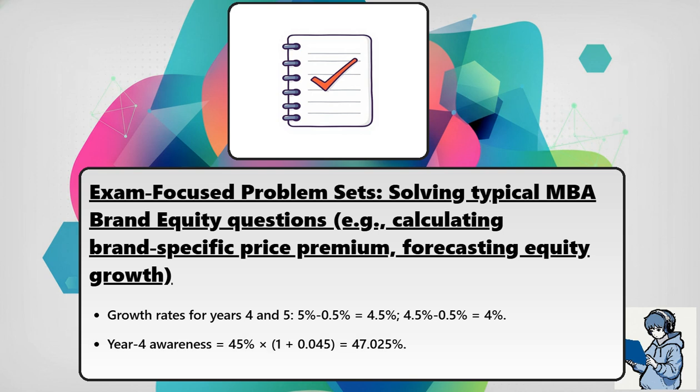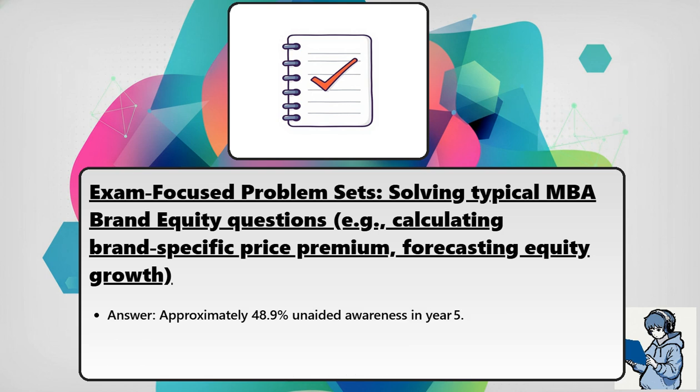Year 4 awareness equals 45% times 1 plus 0.045 equals 47.025%. Year 5 awareness equals 47.025% times 1 plus 0.04 equals 48.906%, approximately 48.9%. Answer: approximately 48.9% unaided awareness in year 5.